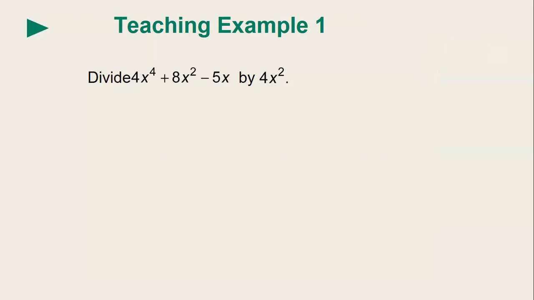So you have x to the fourth plus 8x squared minus 5x, divided by 4x squared. So I'm going to give you a moment to try it.